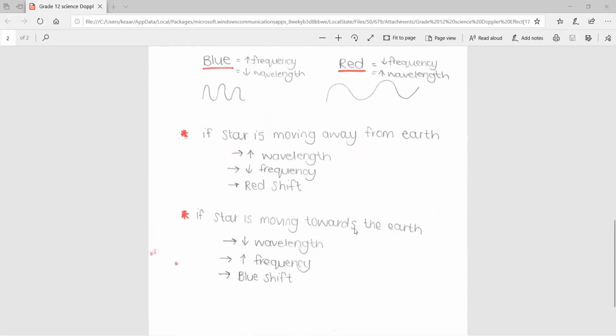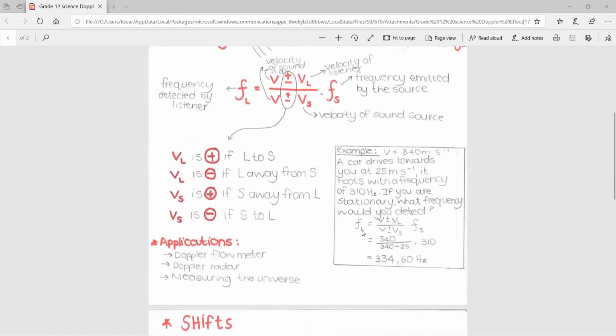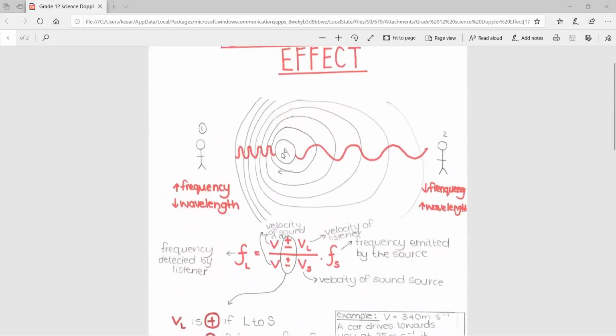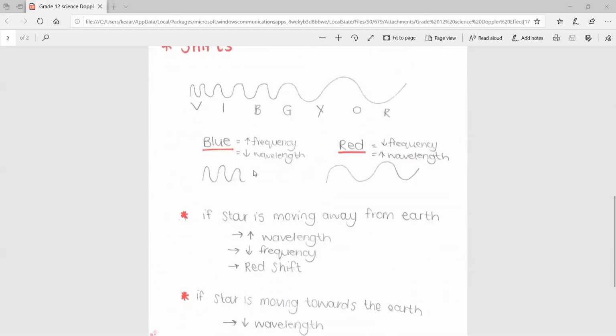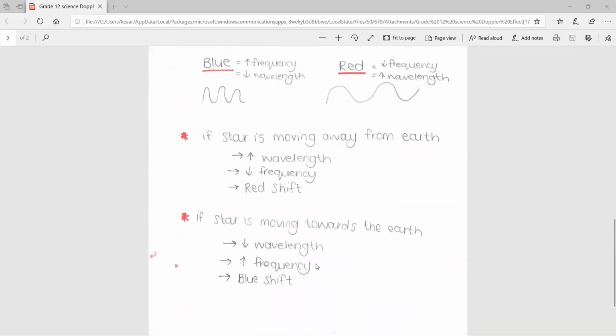If a star is moving towards the Earth, so if we go back to the picture, if the star at A is moving towards the Earth at point 1, then we experience a high frequency and low wavelength. Then we will have, like here, a blue shift. So if a star is moving towards the Earth, we have a blue shift.